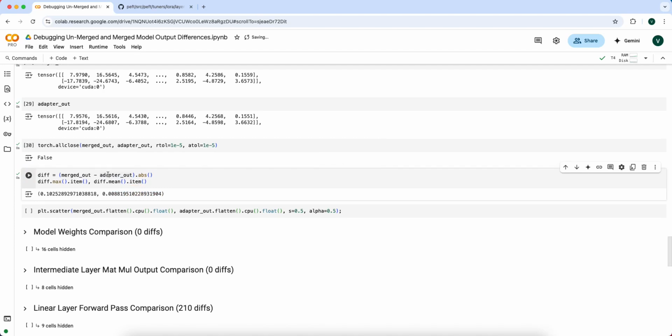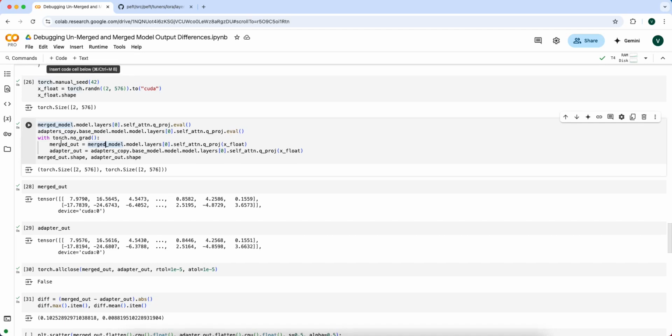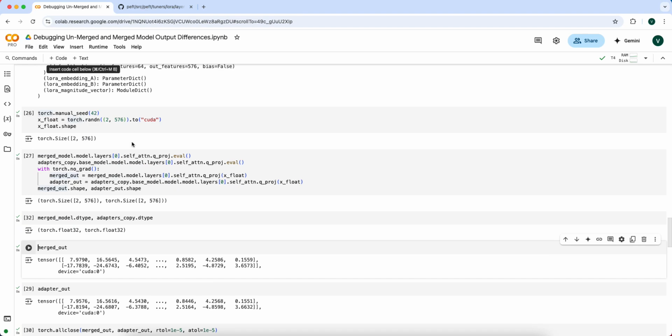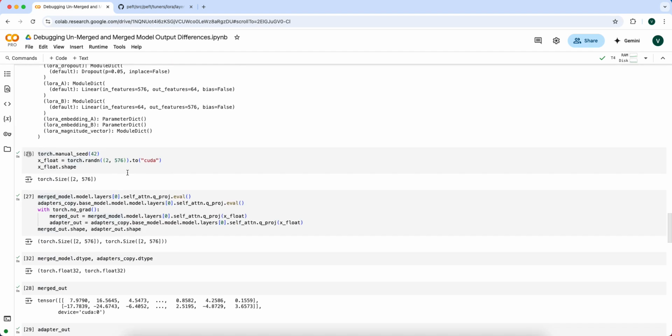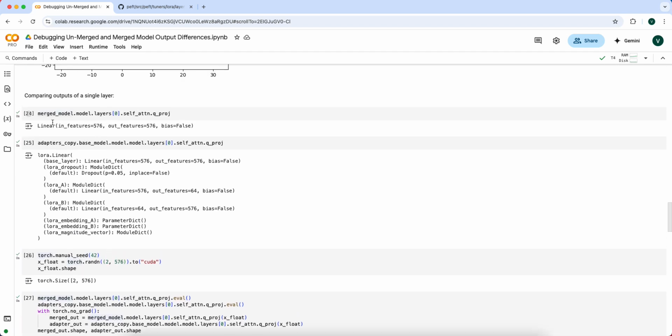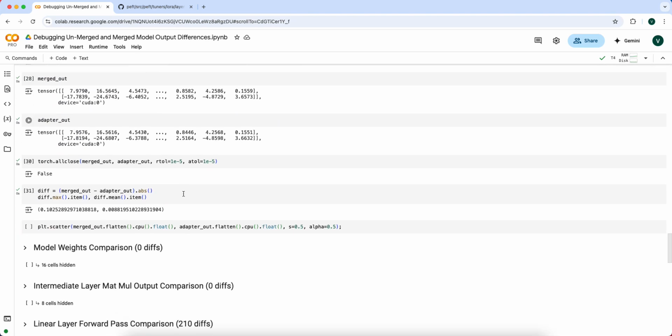So we went from, let me make sure, what is this? Adapters copy, detype. So these are float32 models, and we went from 0.02 mean difference when we're passing through the entire model down to about 0.01. So we have half the difference. But the thing is, this is only one layer, right? So we're only passing through one QProj layer out of the 30 that exist. So it makes sense that we have a smaller difference.